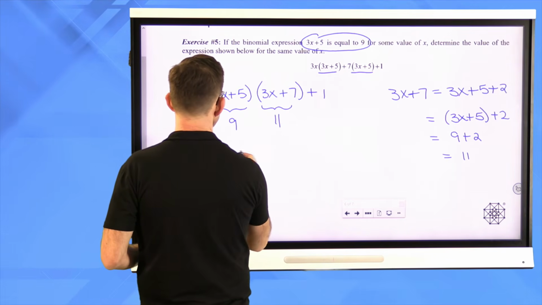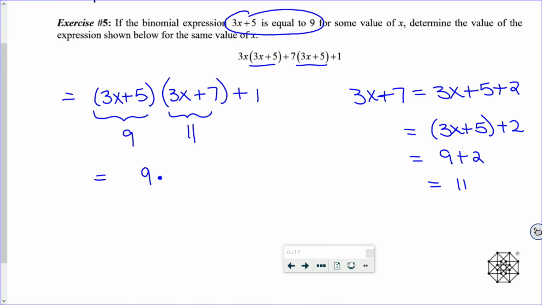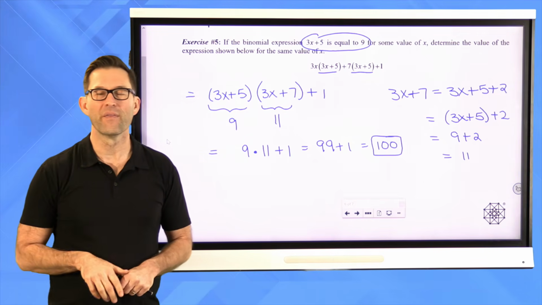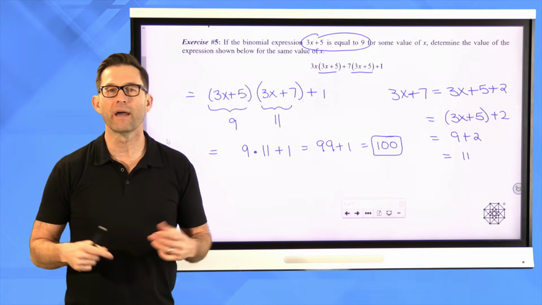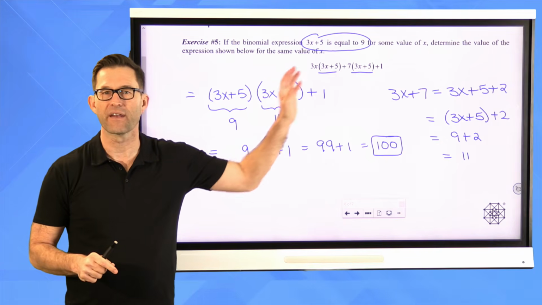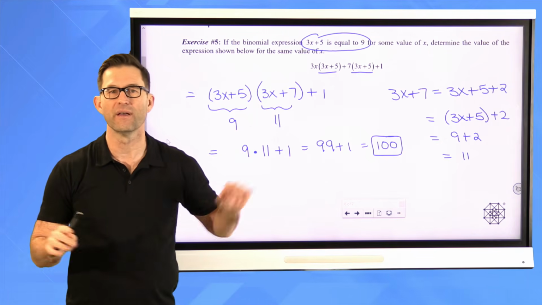So this entire expression is 9 times 11 plus 1, which is 99 plus 1. And that entire expression must be equal to 100. So if you got 100 on this, well done. Well done on your mindful manipulations, on understanding how to factor out a binomial expression, etc.